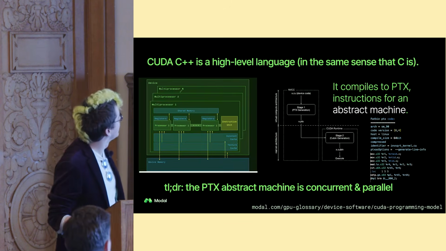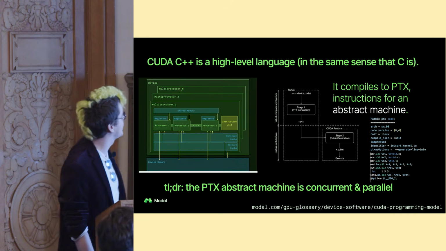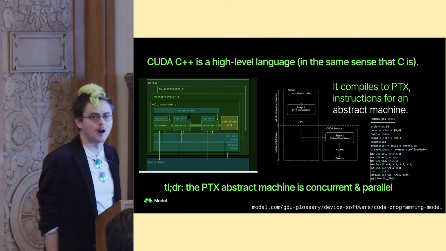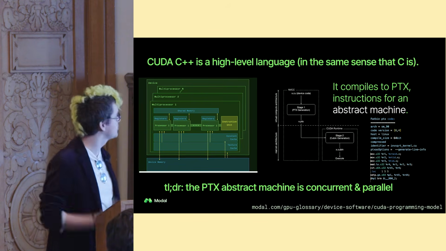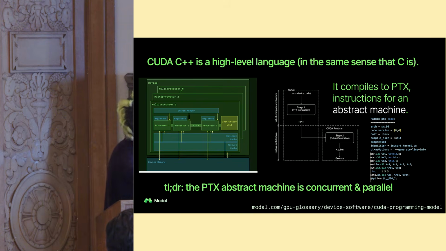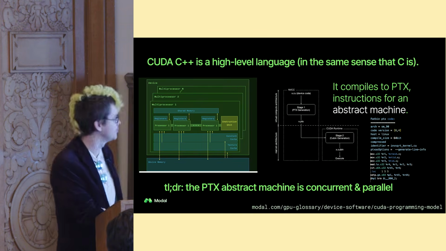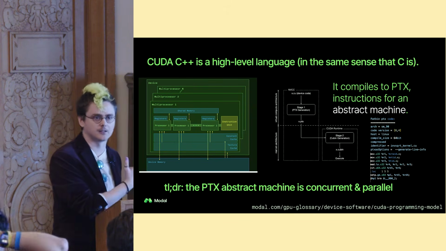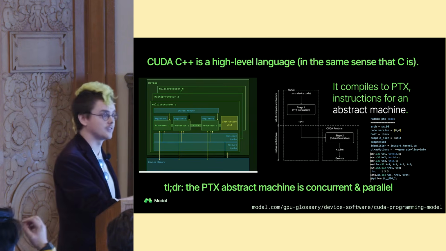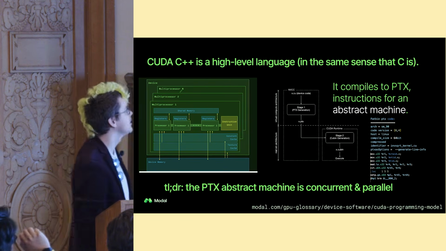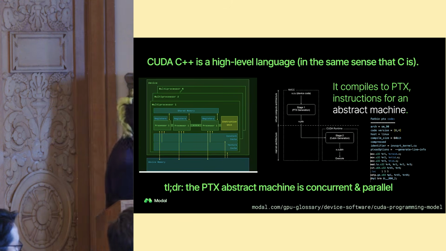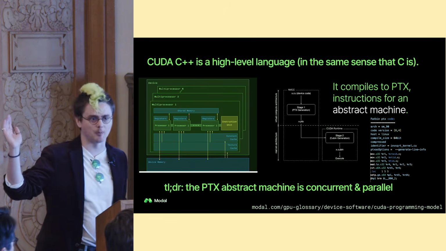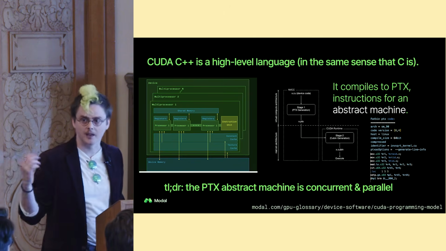So CUDA C++ is what people call a high-level language, like C, which is to say it's not the language of any machine. And it's even an extra high-level language in that it gets compiled down to a thing called PTX, parallel thread execution, which is not actually like x86 or ARM. It's not the instruction set for a specific machine. It's an instruction set architecture for an abstract machine. And so you can compile a GPU program once and then run it on hardware that didn't even exist when you compiled it, and that behaves possibly very differently in its internals.